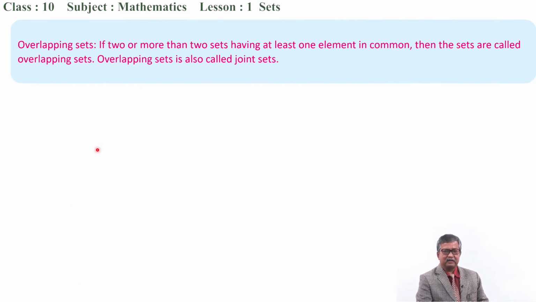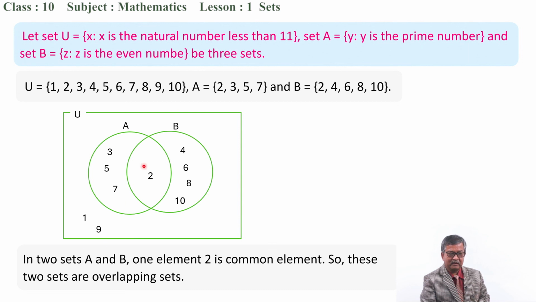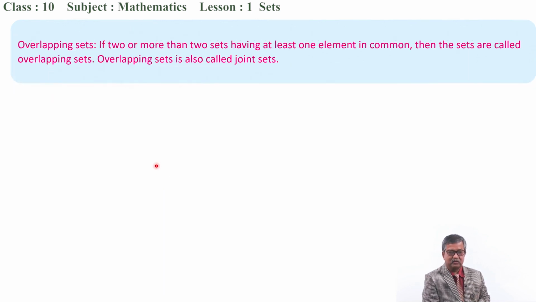Then overlapping sets we can define like this. Overlapping sets means what? If two or more sets have at least one element common, then the sets are called overlapping sets. So an overlapping set is also called a joint set, because some part is joined there. Some part of set A and set B is joined here. So that's why it is called the joint set also.